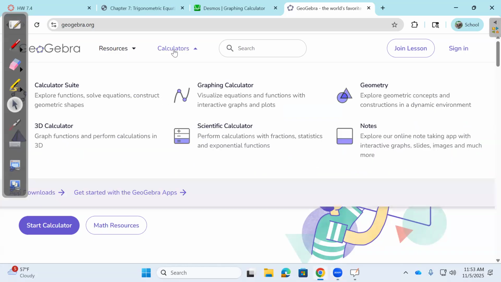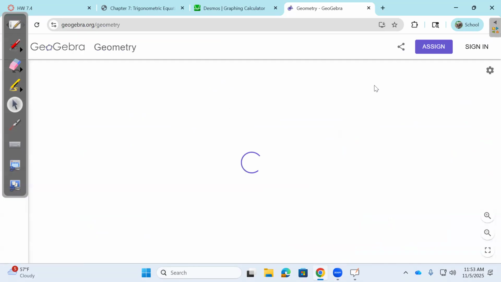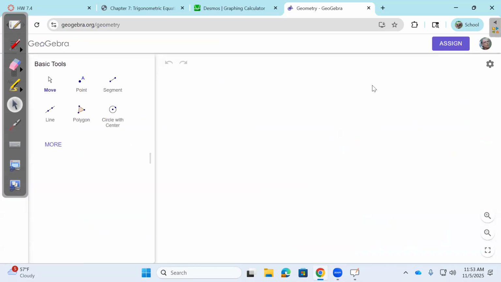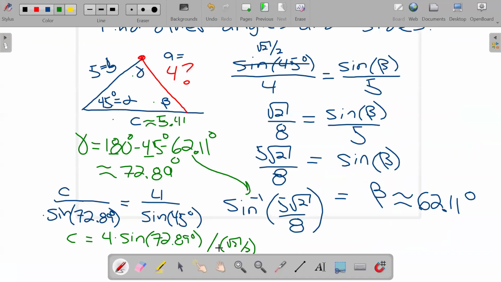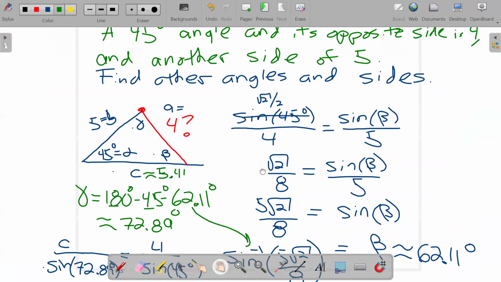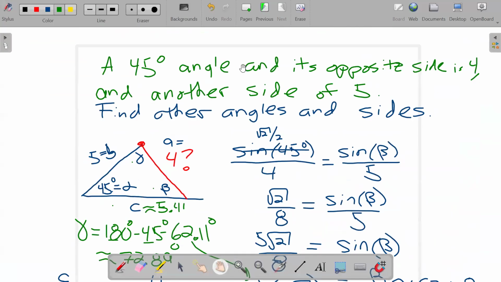So calculators, their graphing calculator is a lot like Desmos. I'm going to use their geometry tool, and I'm going to try to build that triangle that I described a moment ago. So going back here, I want to build a triangle that has a 45-degree angle, its opposite side is 4, and another side is 5. So I'll show you how I can use a tool like that to do that.